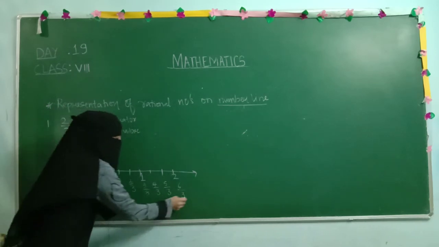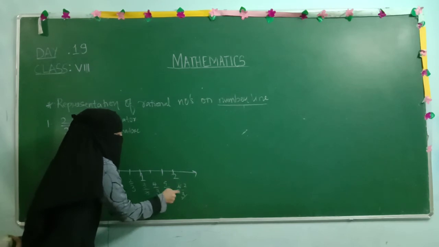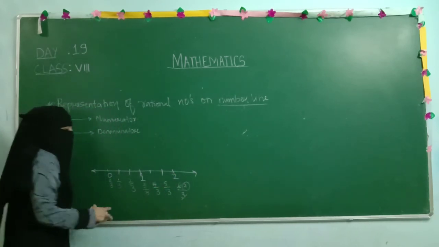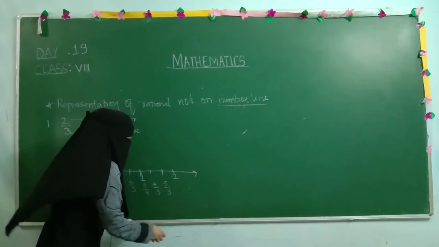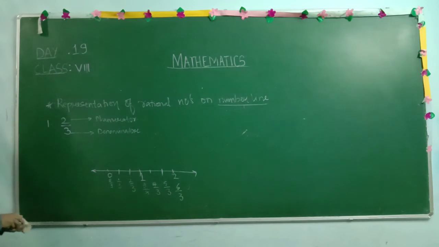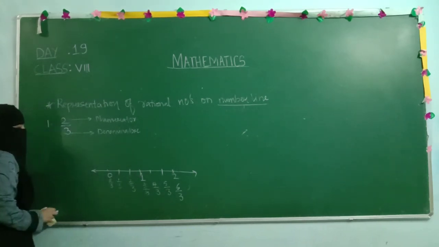Now 6 by 3: 3 ones are 3, 3 twos are 6. It gets cancelled and we get the result as 2. Already we have represented 2 here. Understood? Hopefully you have understood very clearly how I have explained it. So from 0 to 1 it is 1 unit, and 1 unit we need to divide into 3 parts.